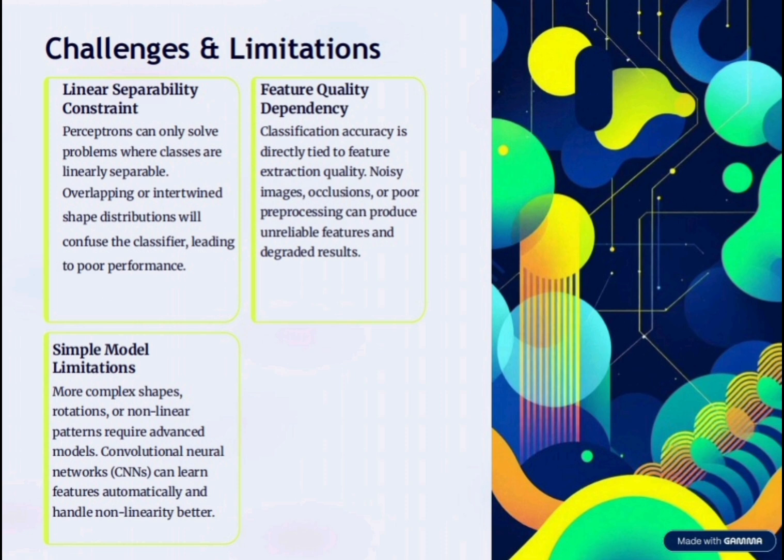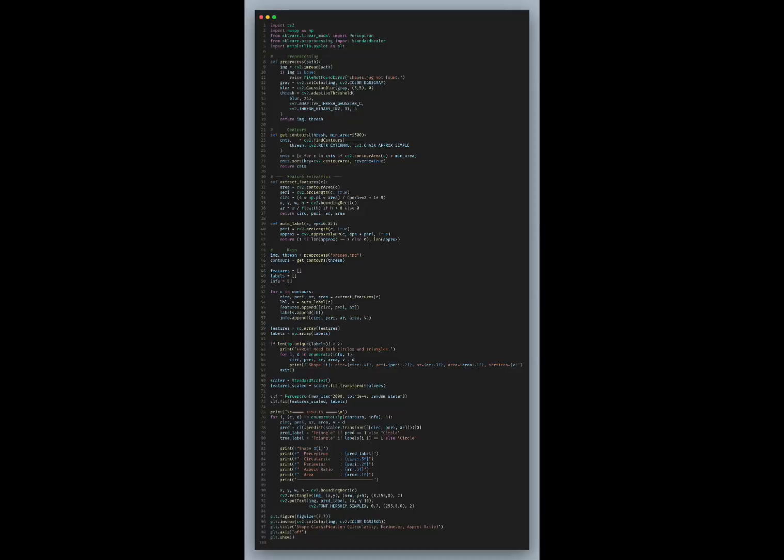These challenges highlight why perceptrons are effective only for basic problems, and why more advanced models are required as the complexity of the dataset increases. This Python program performs shape classification, circle versus triangle, using computer vision plus machine learning. Preprocessing. The image is loaded, converted to grayscale, blurred, and then converted to a binary, black-white image using adaptive thresholding.